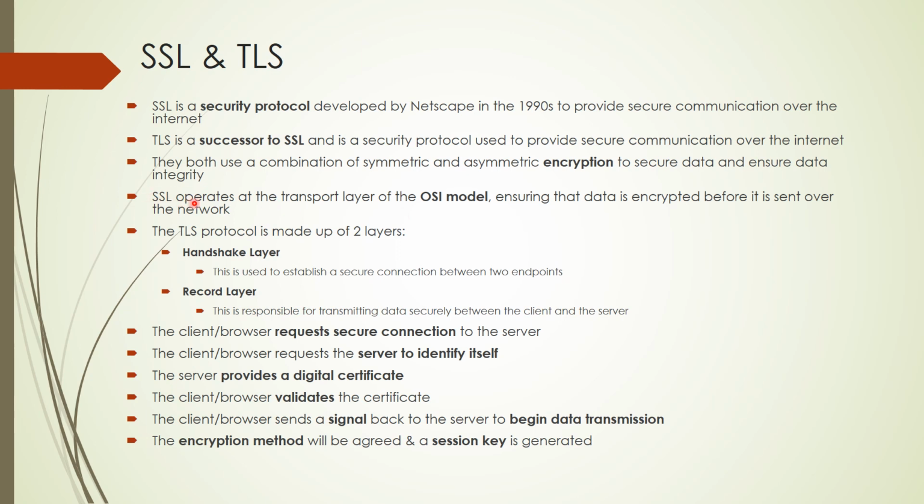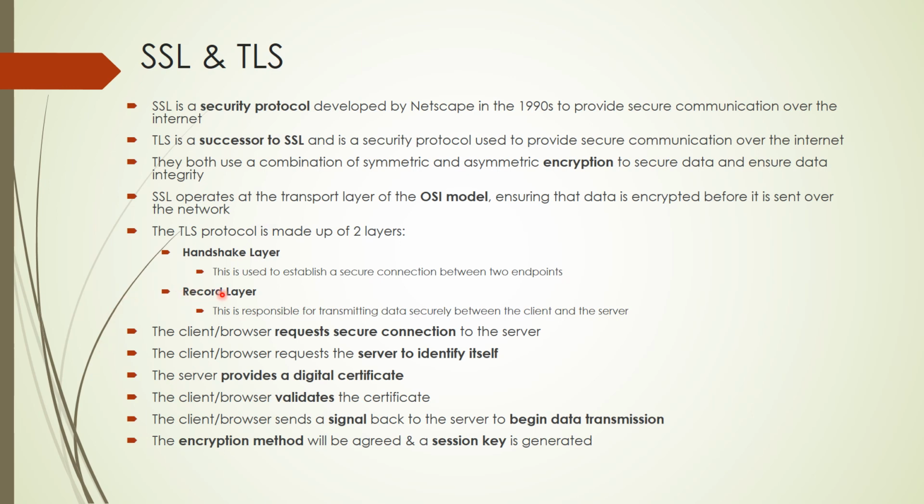The TLS protocol is made up of two layers, the handshake layer and the record layer. The handshake layer is used to establish a secure connection between two endpoints. But the record layer is responsible for transmitting data securely between the client and the server.